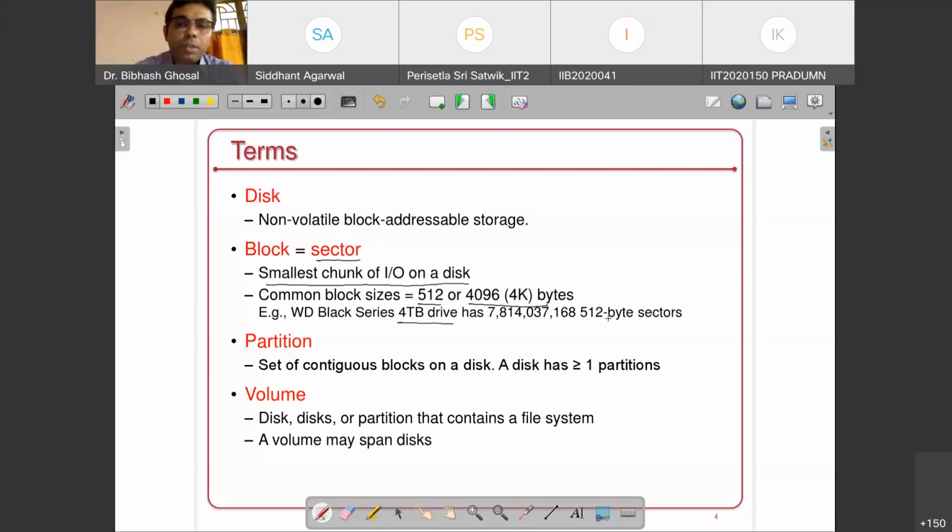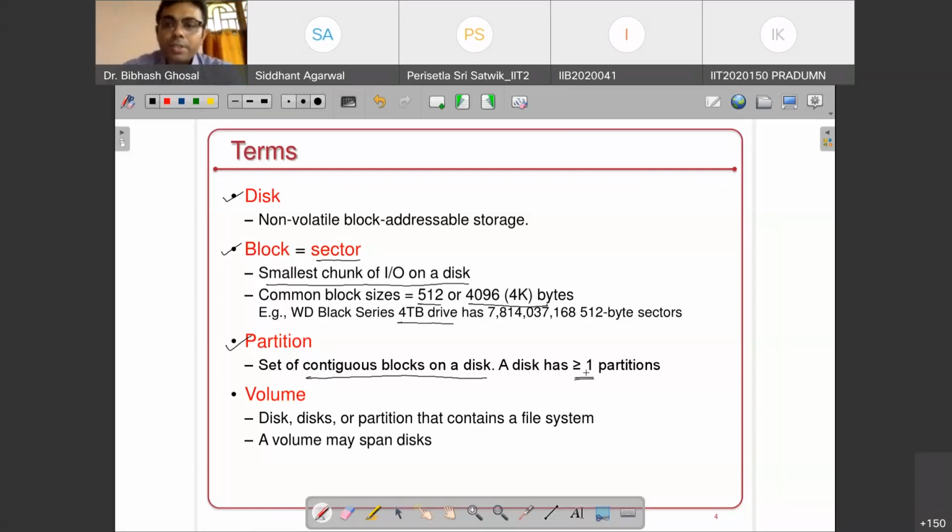So gradually, I am defining one by one the different terms. Disk has a number of blocks. A disk has a number of partitions. What are these partitions? They are nothing but a set of contiguous blocks on a disk. Contiguous means one by one. So let's say you decide that some 1,000 blocks I will call as one partition. A disk should have at least one partition. So it has one or more partitions.